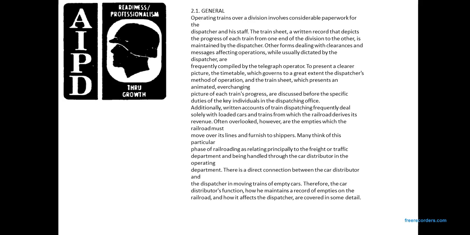2-1. Operating the trains over a division involves considerable paperwork for the dispatcher and his staff: the train sheet, the written record of the progress of each train from one end of the division to the other, maintained by the dispatcher; other forms dealing with the clearance of messages affecting the operations, usually dictated by the dispatcher, frequently completed by the telegraph operator; and the timetable, which governs to a great extent the dispatcher's method of operation.